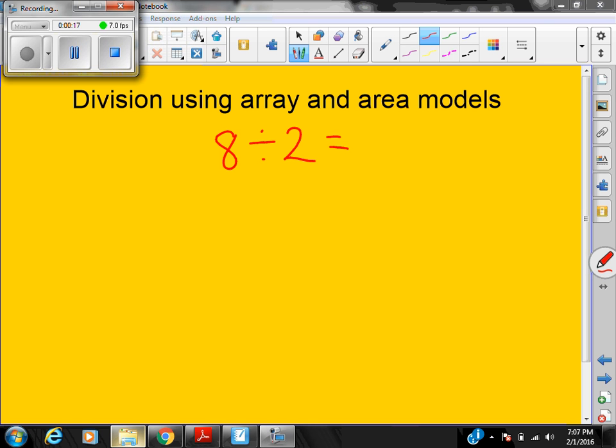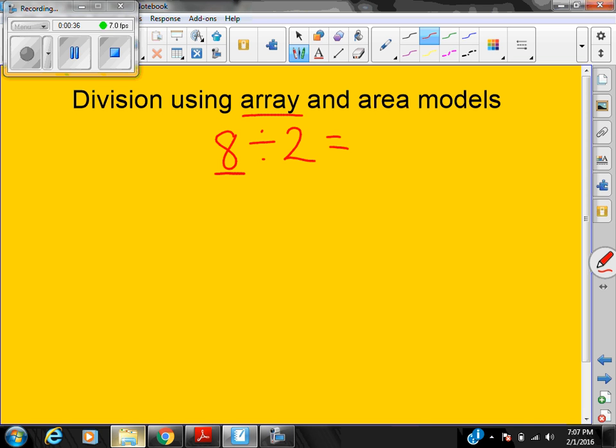It means this right here is called my dividend. That's the amount that I am going to divide. I'm going to divide 8 things, and then 2 is my divisor. That's what I'm going to divide 8 into, what I'm dividing by. And then the answer I get is called the quotient.